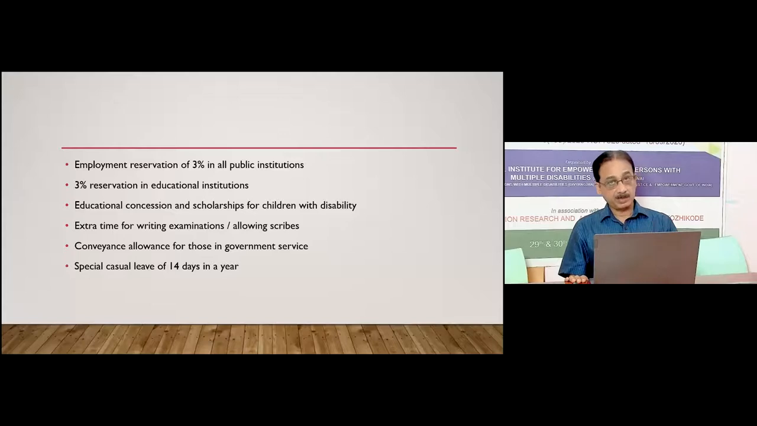This 3% is set because it is considered that among India's population, 3% are physically disabled, having a benchmark disability. So that is why this 3% reservation is opted. And there is also a 3% reservation in education institutions. Then education concession and scholarships are there for children with a disability.